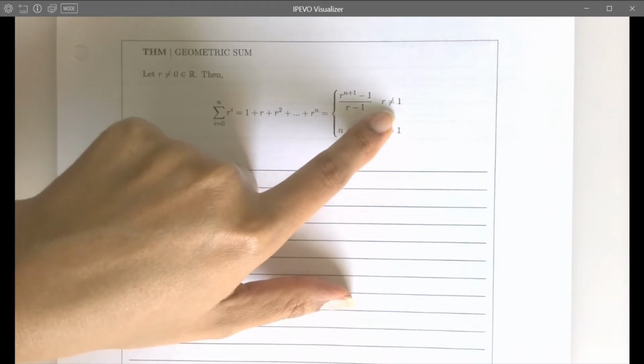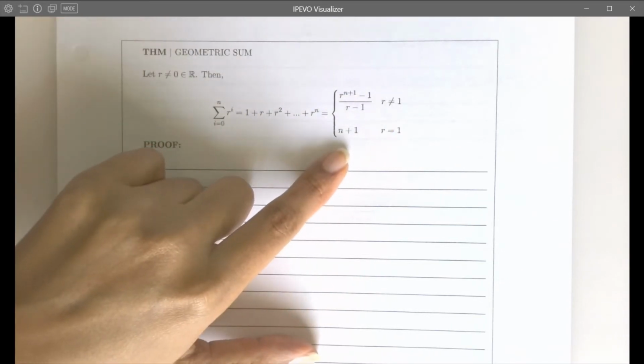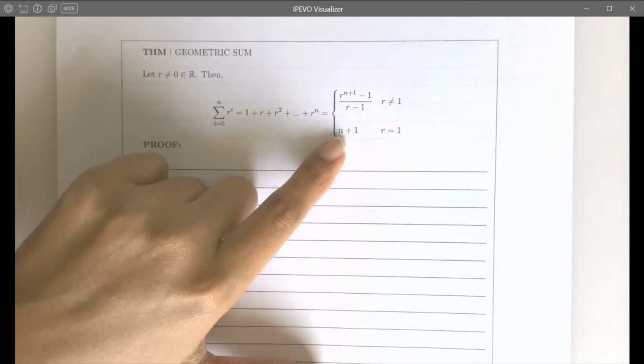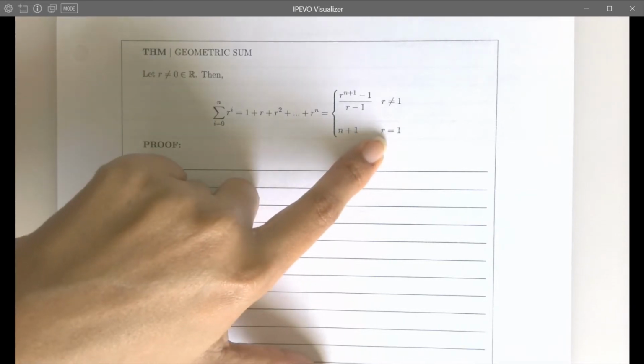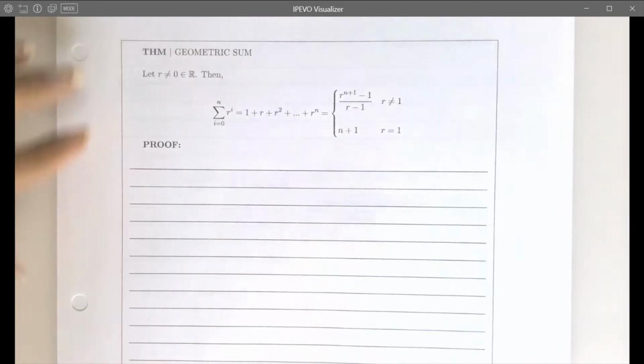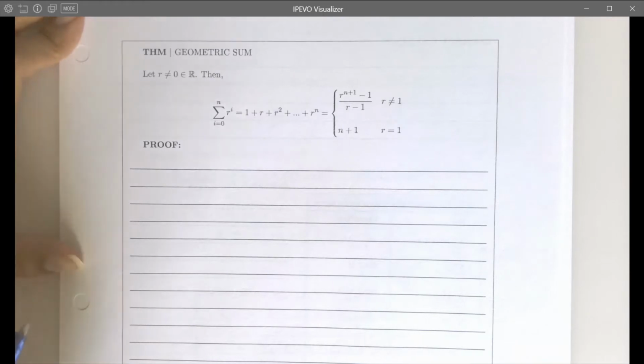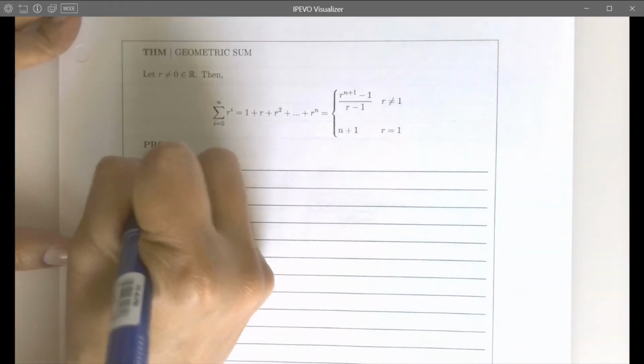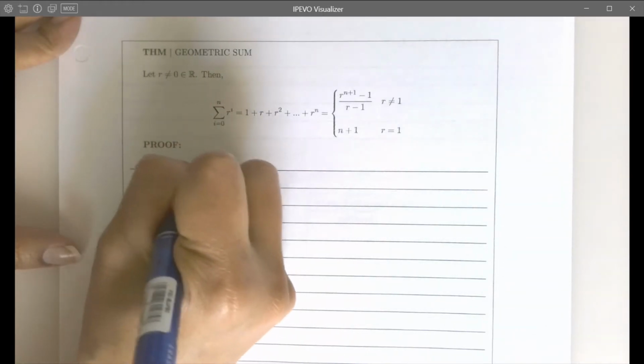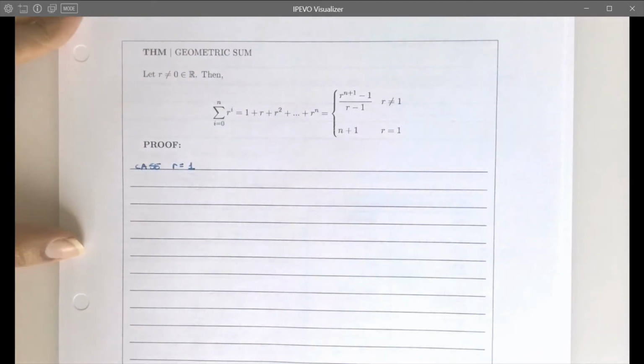That's whenever R is not equal to 1. Or it's going to add up to n plus 1 if R is equal to 1. And they're asking us to prove this, so we're going to take a look at the proof. We'll start with the case when R is equal to 1, because that's actually pretty simple to show.